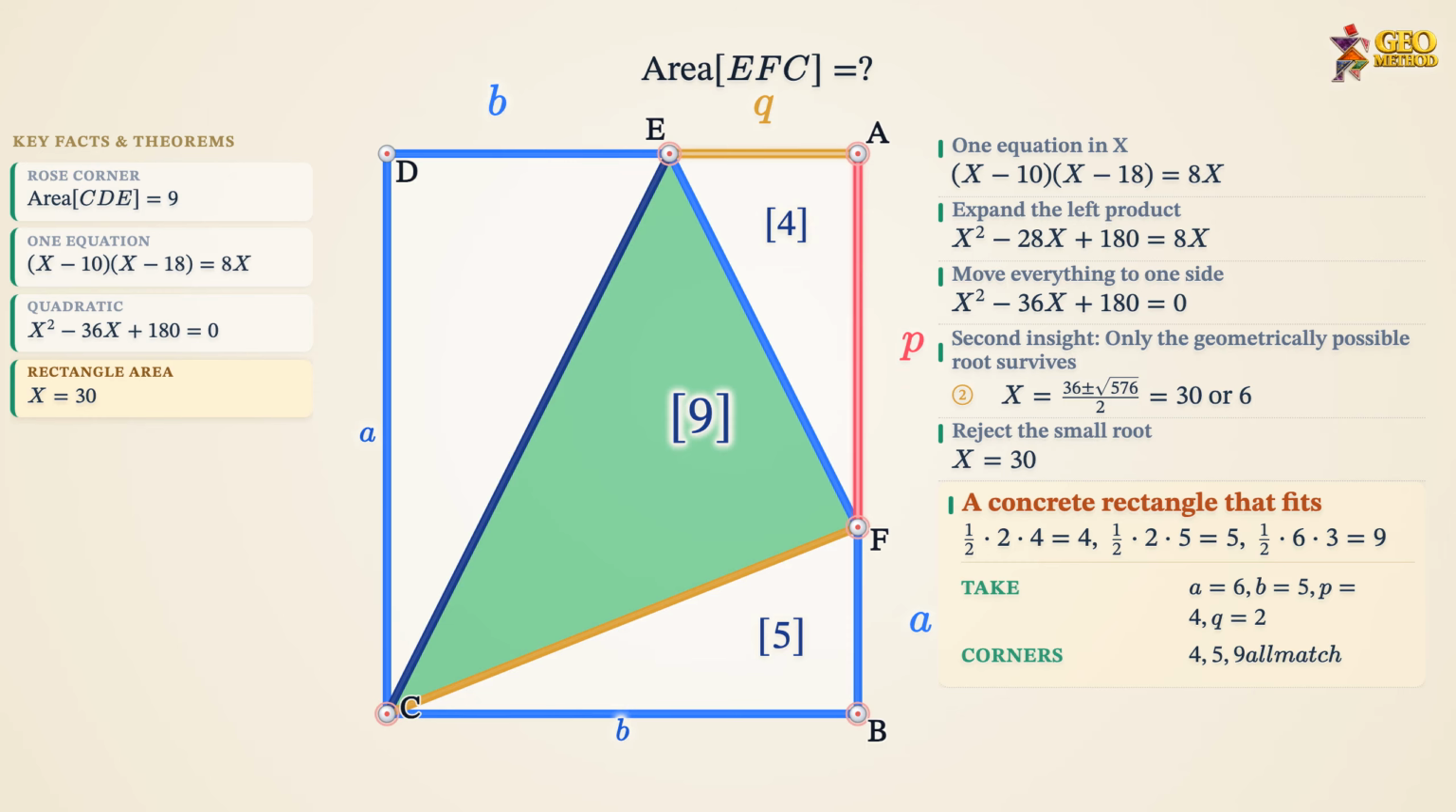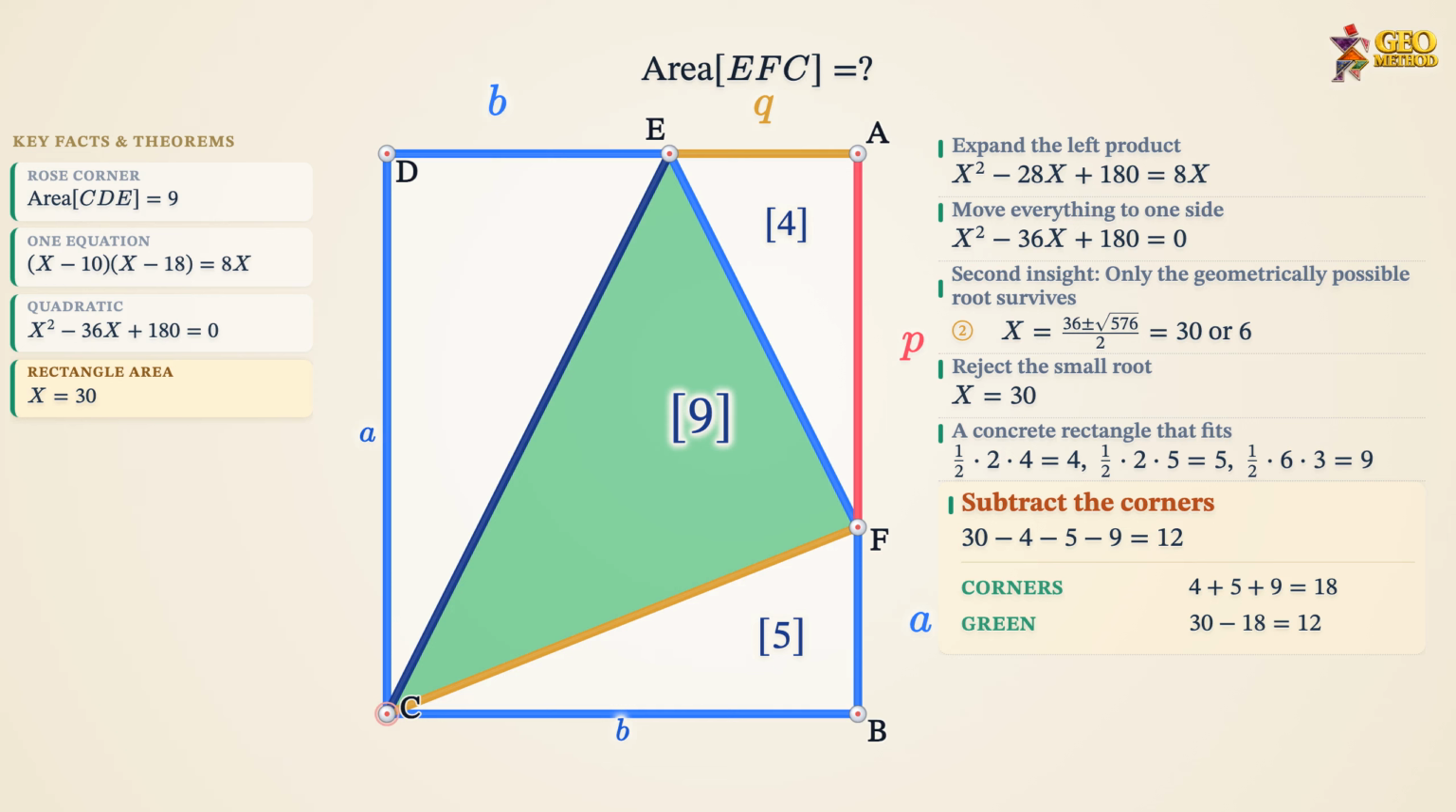As a sanity check, a rectangle 6 wide and 5 tall with area 30 fits perfectly. Take segment AF equal to 4 and segment AE equal to 2. Then the corners are 1/2 times 2 times 4 is 4, 1/2 times 2 times 5 is 5, and 1/2 times 6 times 3 is 9, exactly the given numbers.